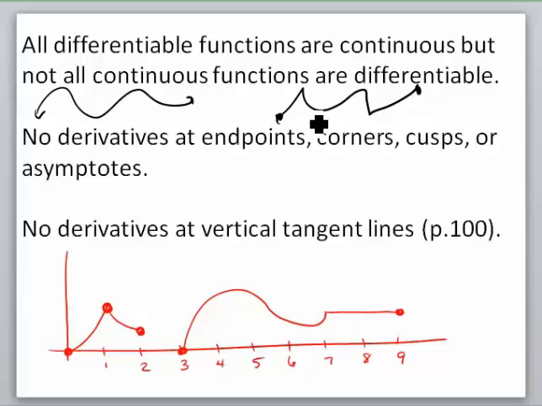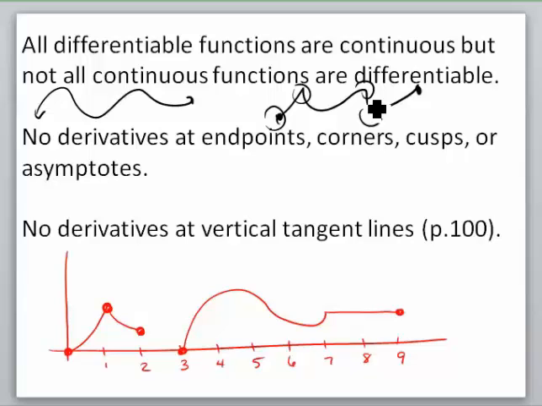This is definitely continuous. I never had to lift up my pen or pencil. But if you look, there's spots where it's not differentiable. Those cusps, endpoints, corners. So all those things make it not differentiable. So this is why the statement holds true. All differentiable functions are continuous, you can see that, but not all continuous functions are differentiable. So just because it's continuous doesn't mean it's differentiable, but if it's differentiable, we definitely know it's continuous.